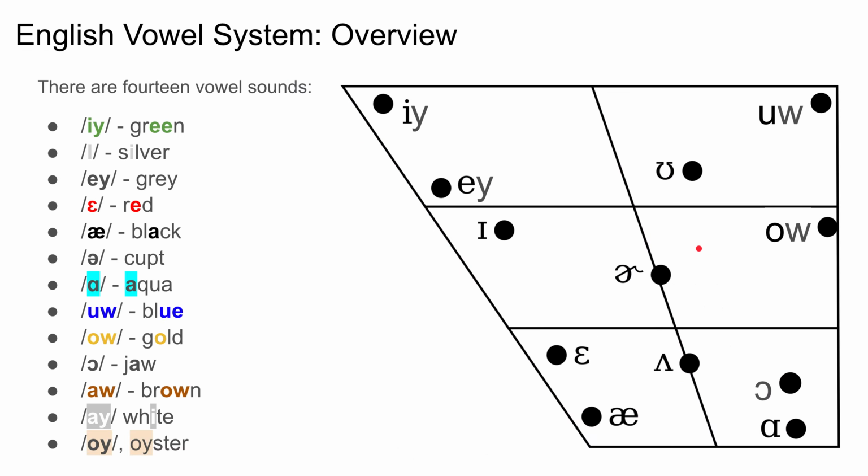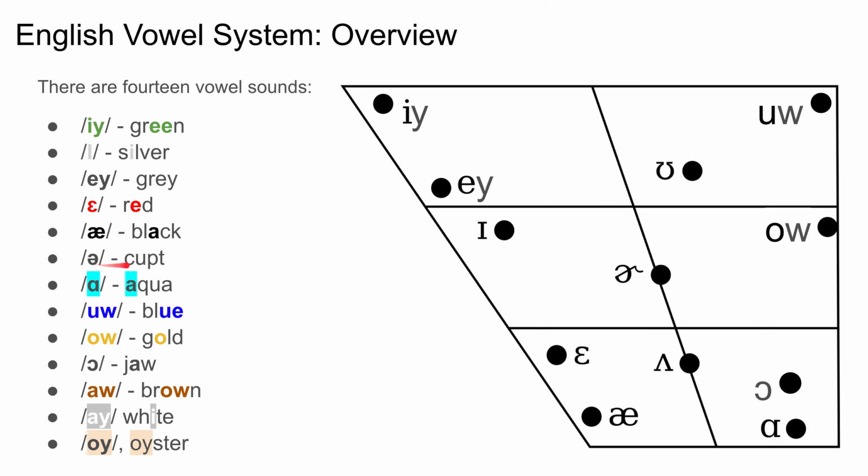Moving forward now, let's look at the 14 vowel sounds. Okay, we have E as in green. It's a high, front high sound. Then we have I as in silver, and that's a middle front. A as in gray. I'll talk about this later. E as in red. It's a mid lower front sound. A as in black. It's the lowest front vowel.